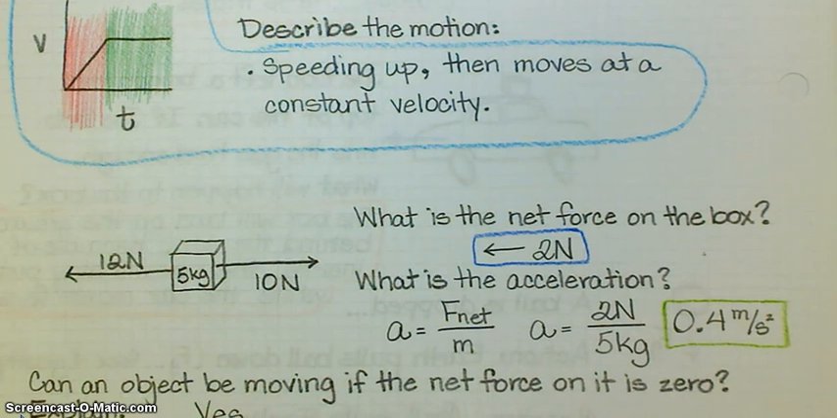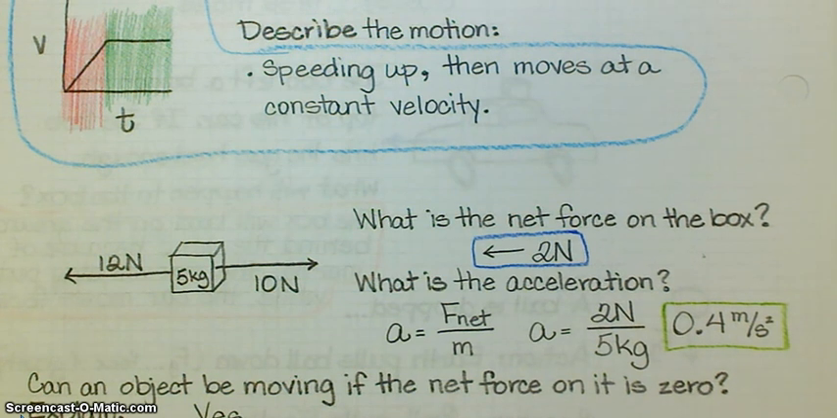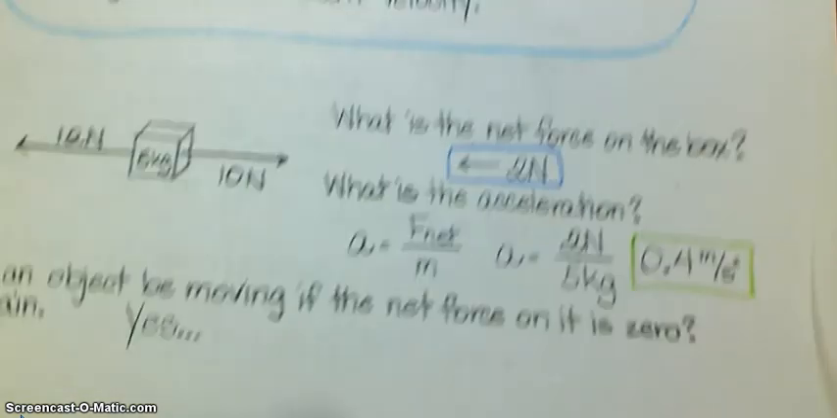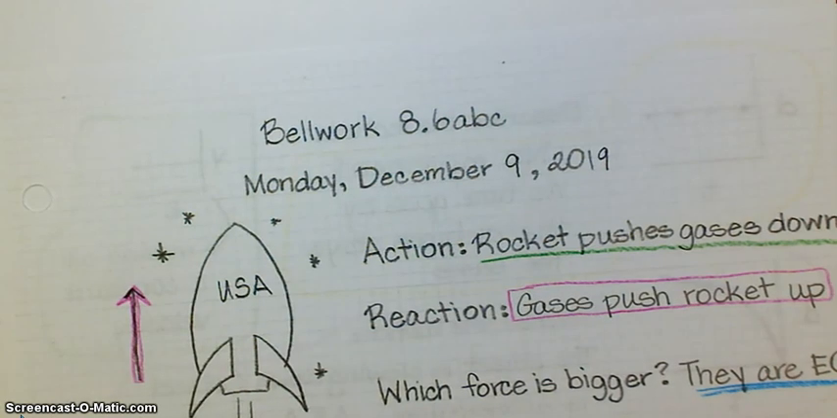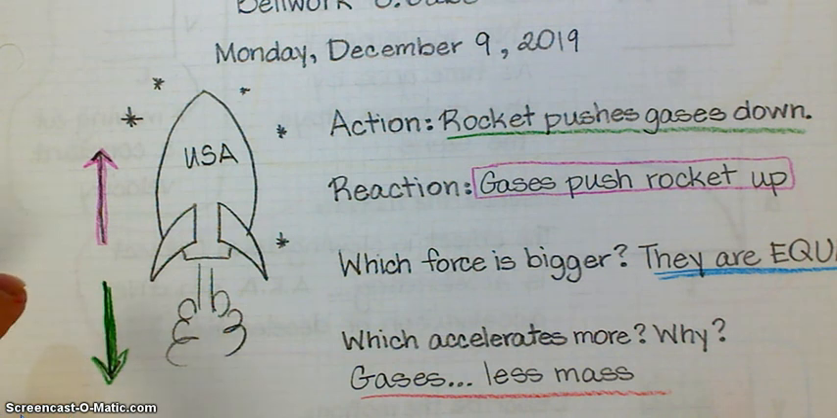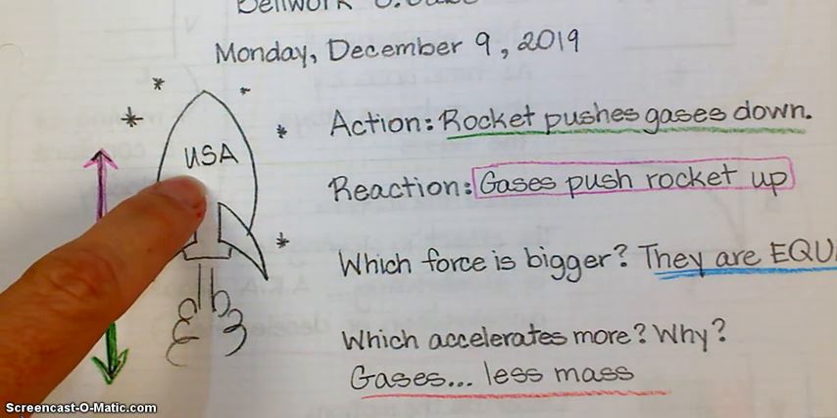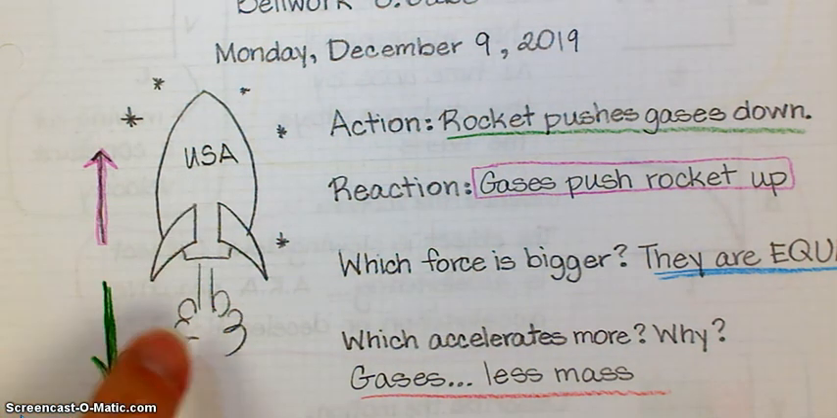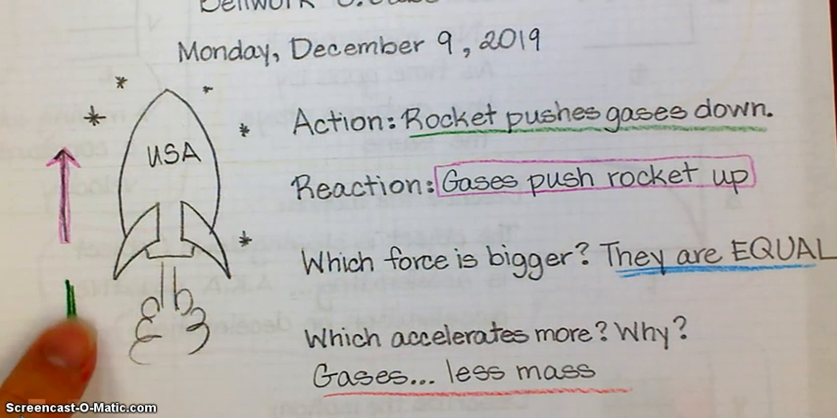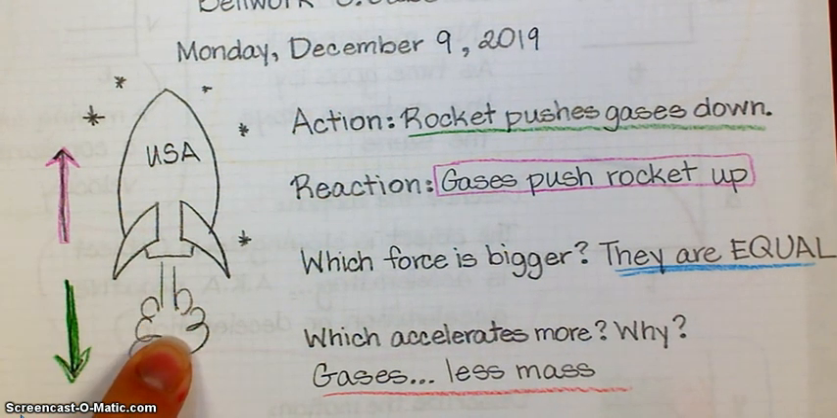And then the last question: if forces are equal and opposite, then how do we ever get unbalanced forces? Well, I had you write this in somewhere in lesson 3. I think it was on the page with the little kangaroo. But if you remember, back here with the rocket, I had equal and opposite forces, but one of those forces was acting on the rocket, and that equal and opposite force was acting on something else. This one was acting on the gas. So one is acting on the rocket, one is acting on the gases. They're not both acting on the same object. So you can still have acceleration.